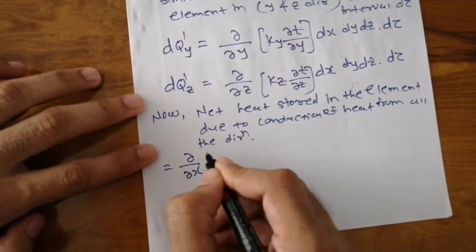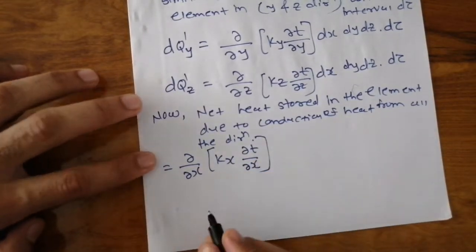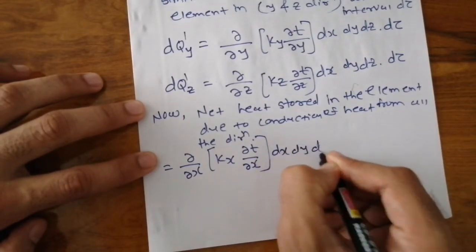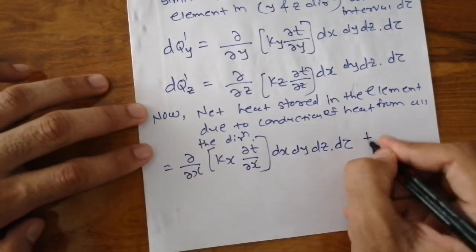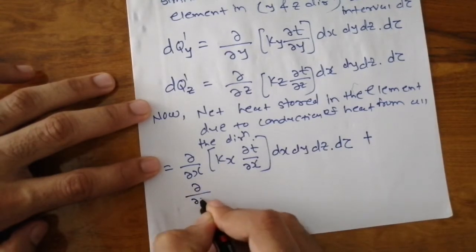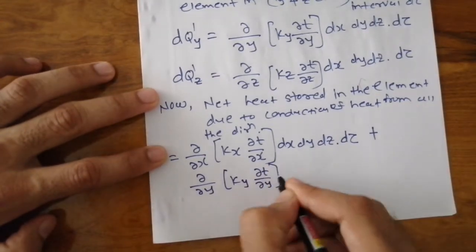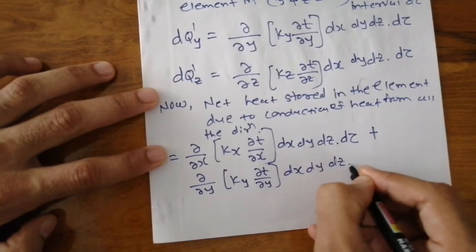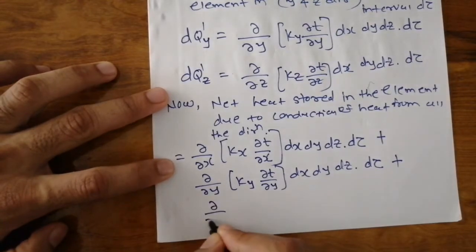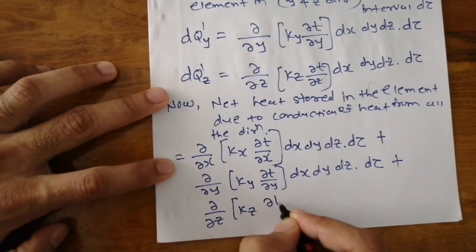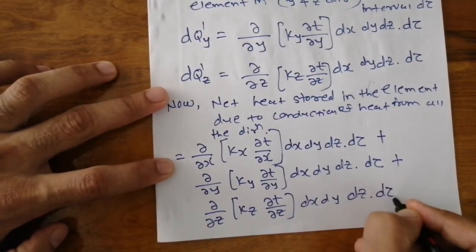So we should write the summation of all three is equal to del by del x, kx del t by del x, dx dy dz into d tau over, for our x direction. Similarly plus the y direction, del by del y, ky del t by del y, dx dy dz into del tau, plus similarly the z direction, del by del z, kz del t by del z, dx dy dz into del tau.